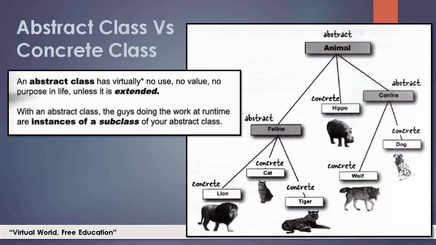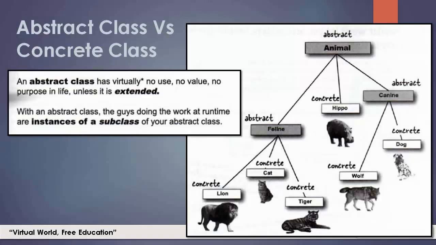And also with an abstract class, the guys doing the work at runtime are the instances of the subclasses of your abstract class. Good. Now we are trying to identify what are the abstract classes and what are the concrete classes in a design. A class that's not abstract is called a concrete class.